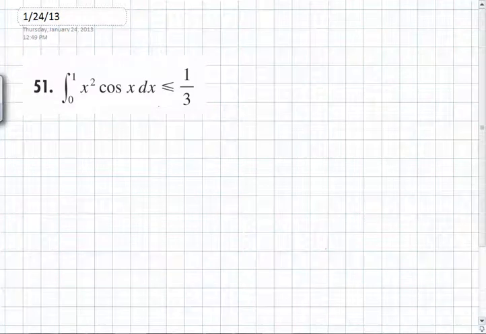What can you tell me about cosine? What's the biggest cosine can be? 1. It has to be less than or equal to 1, do you agree? No matter what you plug in, right? Do you agree? Yeah. Okay.